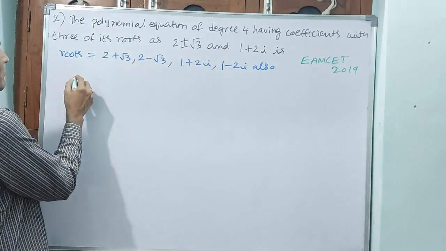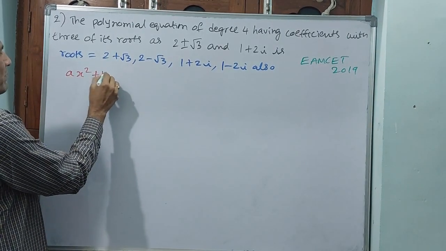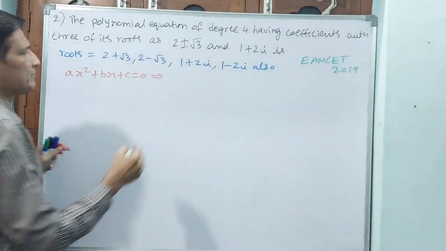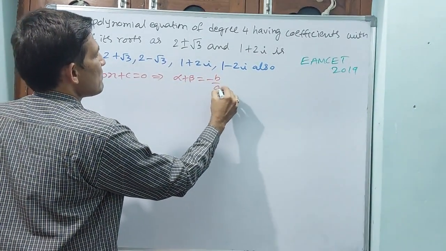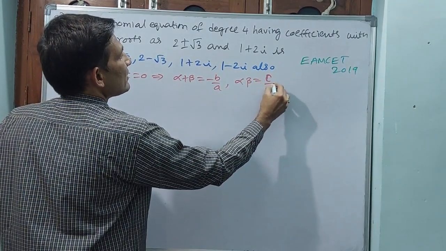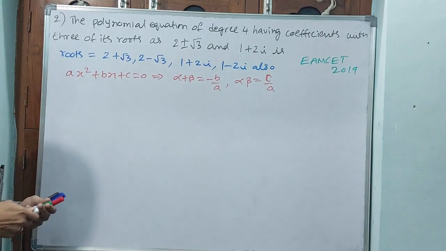See, for a quadratic equation, what was our practice? ax square plus bx plus c equal to 0 implies alpha plus beta is equal to minus b by a, alpha into beta is equal to c by a.